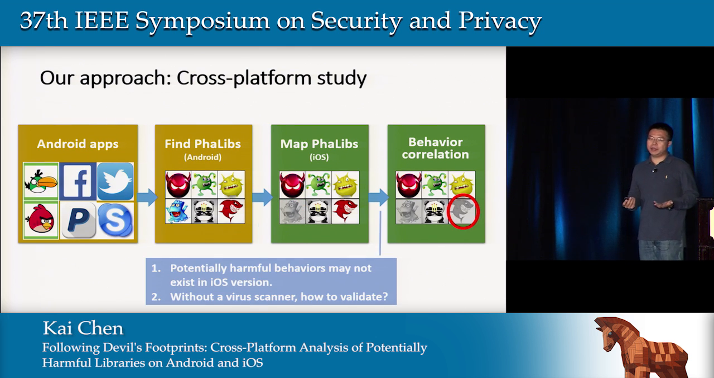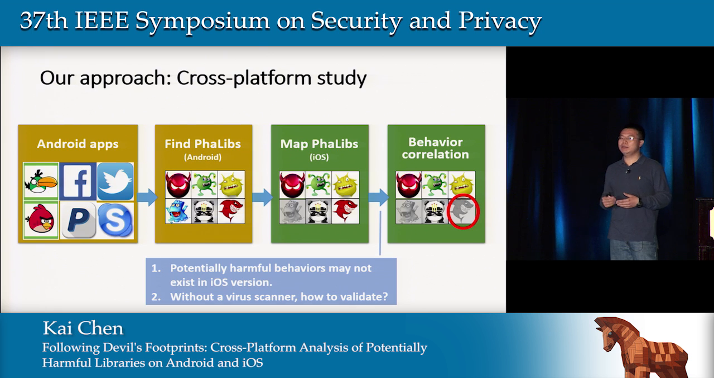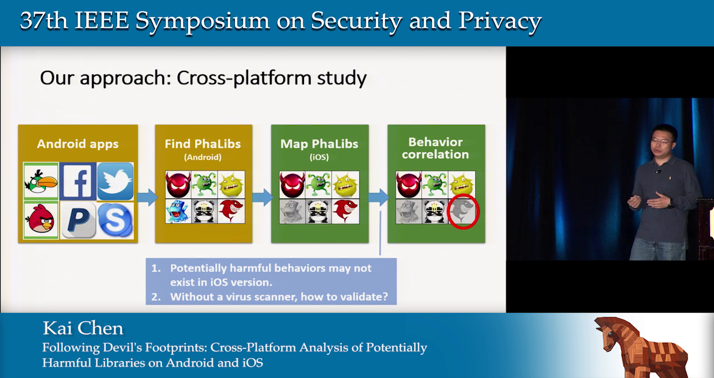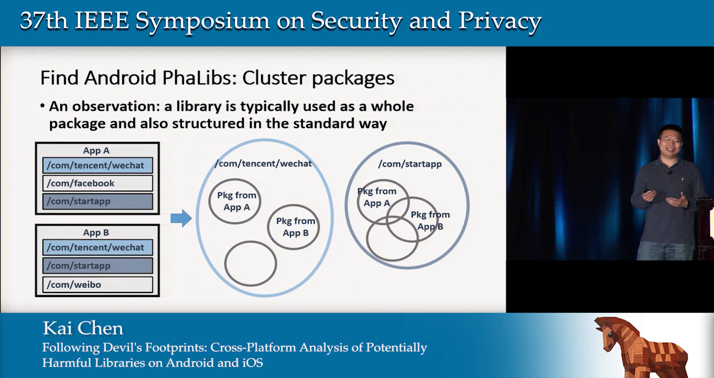And the last one: remember, the Apple Store is different from the Android store. It usually has a strict vetting process. So the potentially harmful behavior found on the Android side may not be exactly the same on the iOS side. It may be removed. So we need to do this behavior correction and verify that the potentially harmful behavior also exists on the iOS side. So this is the first step.